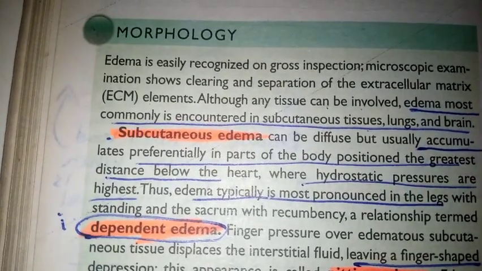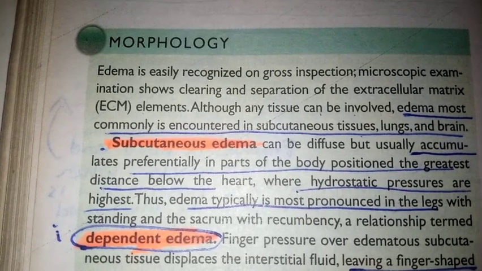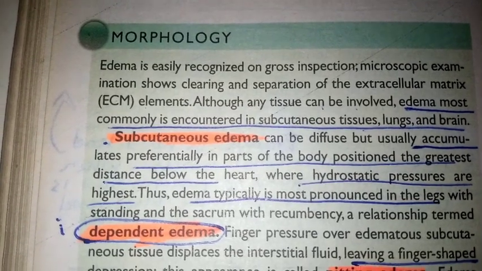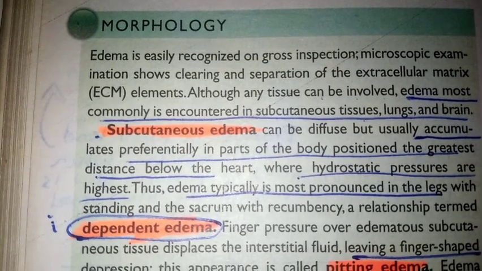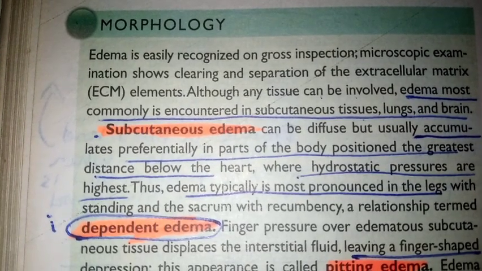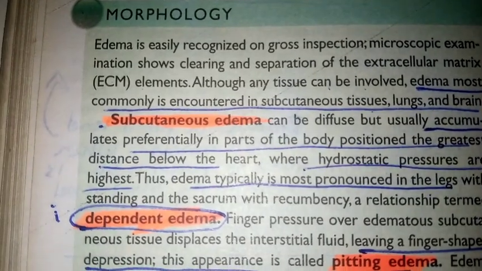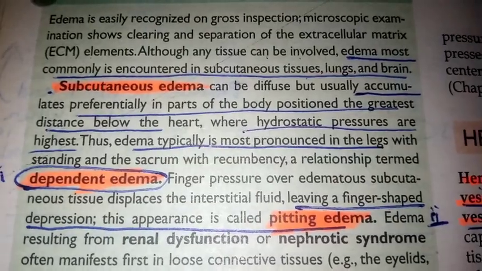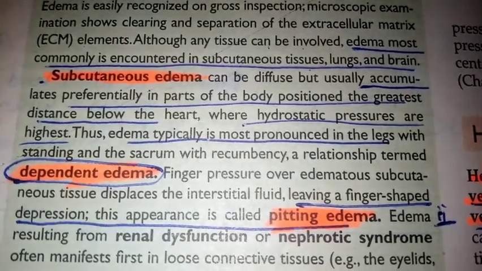Edema is easily recognized on gross inspection. Microscopic examination shows clearing and separation of extracellular matrix elements. Although any tissue can be involved, edema is most commonly encountered in the subcutaneous tissues, lungs and brain.